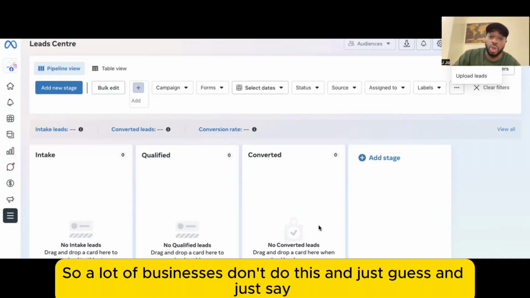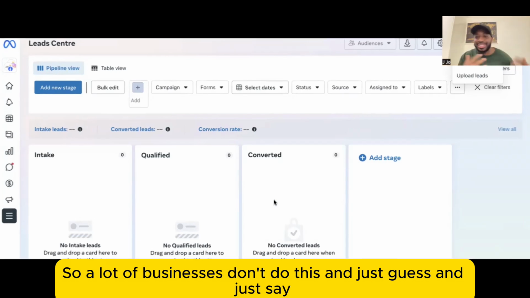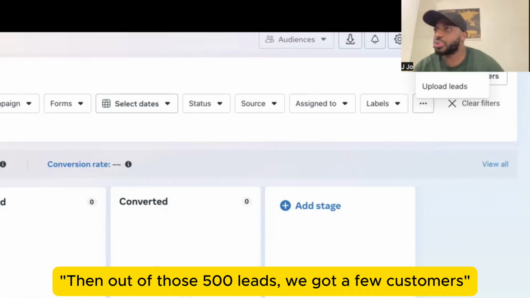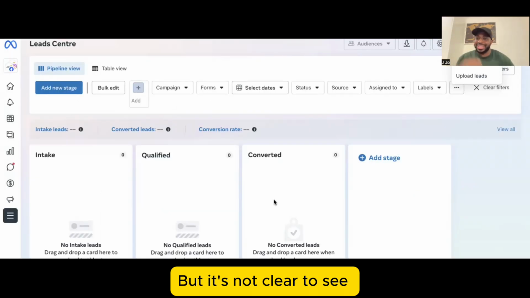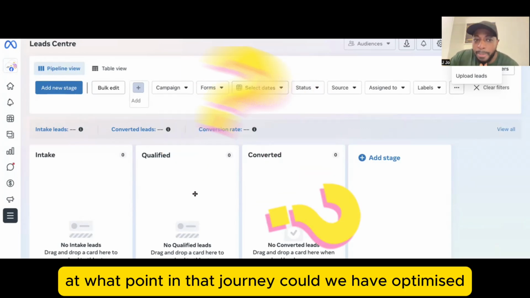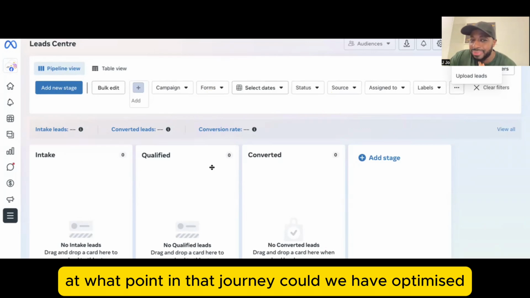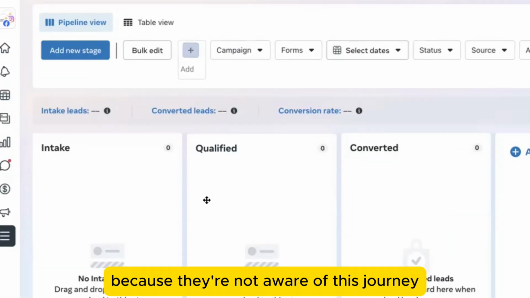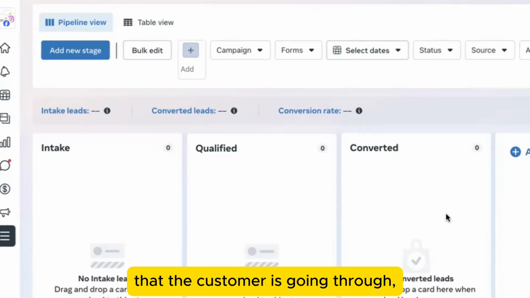A lot of businesses don't do this and just guess and say, oh yeah, we ran some leads and got 500 leads, and out of those 500 leads, we got a few customers. But it's not clear at what point in that journey we could have optimized or improved to get even more customers. They wouldn't know that because they're not aware of the journey that the lead is going through.